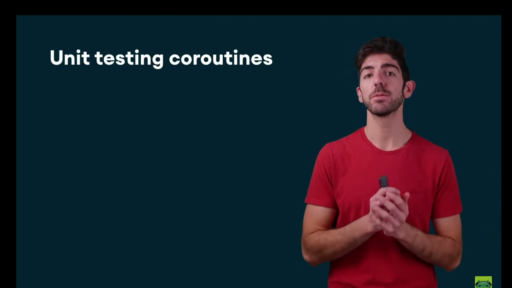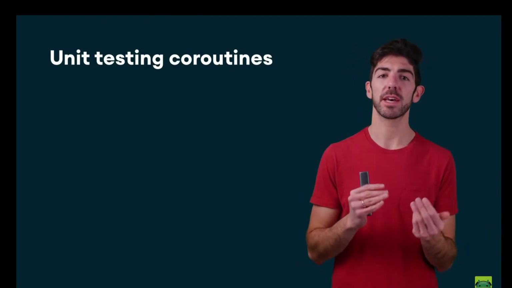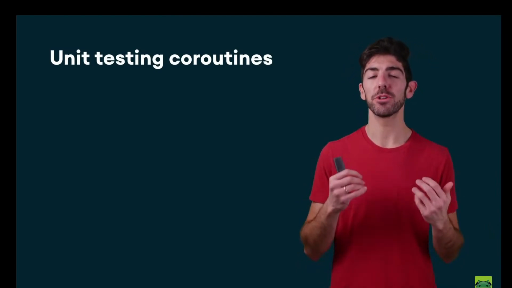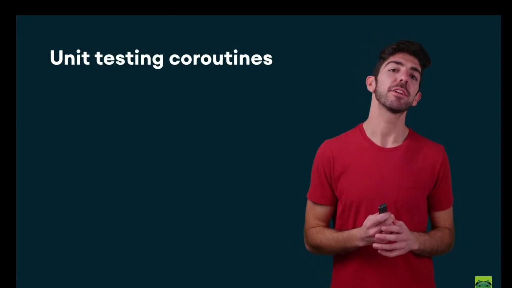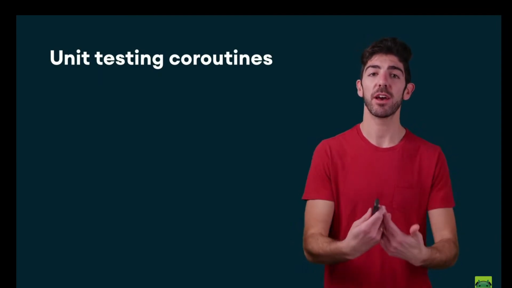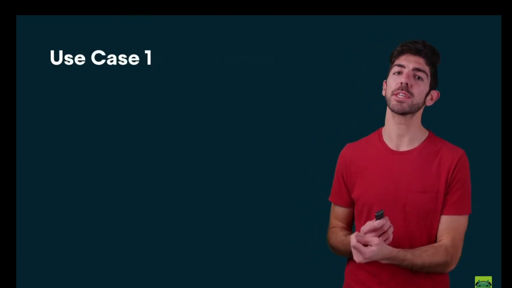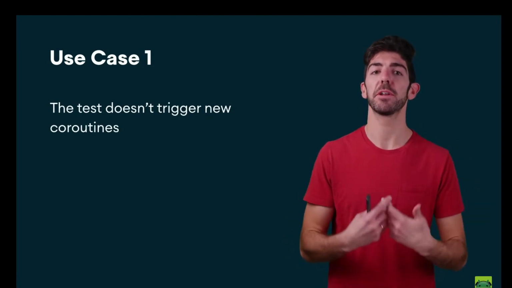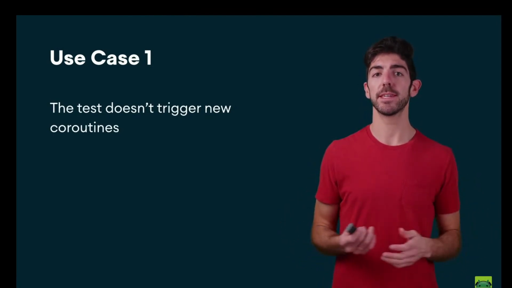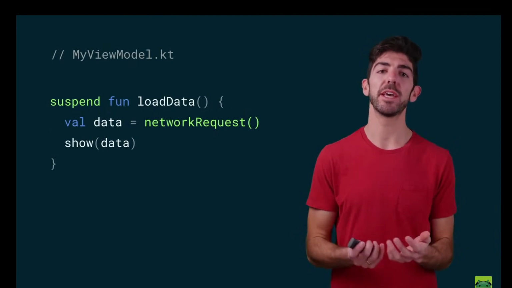Testing asynchronous code is quite difficult because you want a deterministic behavior. You want the test to behave always in the same way. And we're going to see different use cases for the different ways that you have to do that. The first use case is for those tests that don't trigger the execution of a new coroutine. So for example, let's say we want to test loadData.